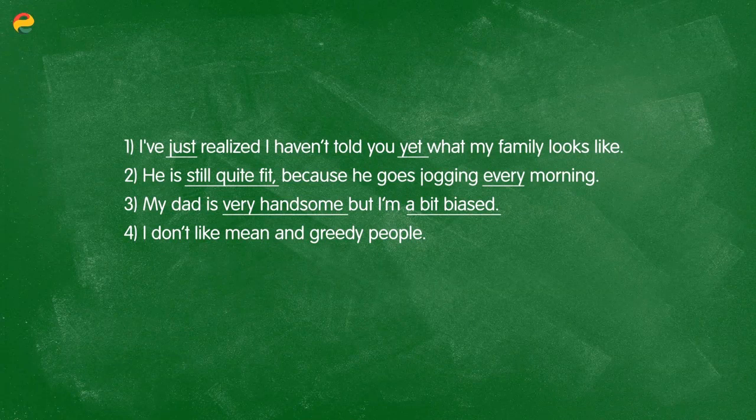And the fourth example, I don't like mean, greedy people. Here, mean and greedy are describing people. They are adjectives. And they are telling me more information about these people that I don't like. Speaking in grammatical terms, adjectives describe nouns. They can describe things, and they tell me more about them. However, adverbs describe everything else. Here, an adverb can describe an adjective, a verb, or even other adverbs.